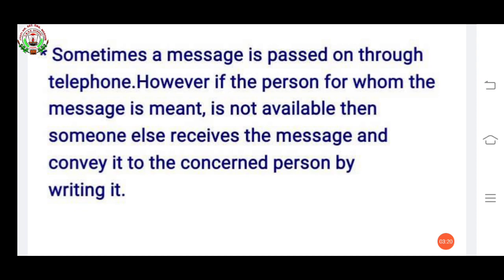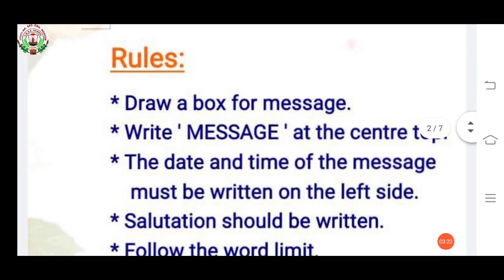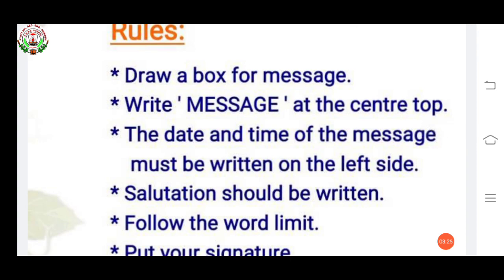Now see some rules. Draw a box for the message. First thing, you have to draw a box. At the center top, you have to write message in capital letters. The date and time of the message must be written on the left side. Date and time means which date the call came, what time it came, that you have to write at the left side.